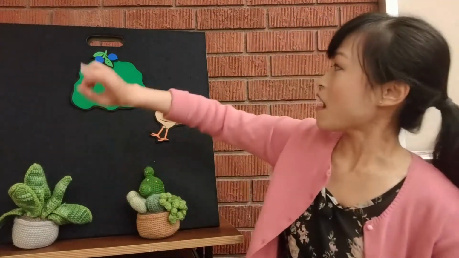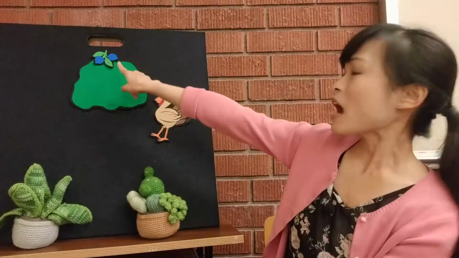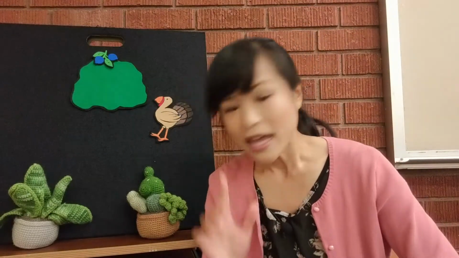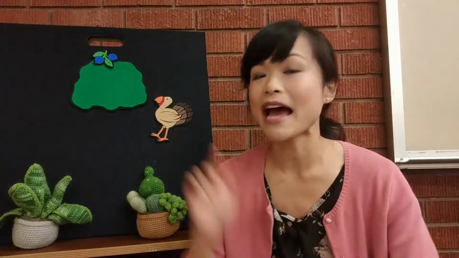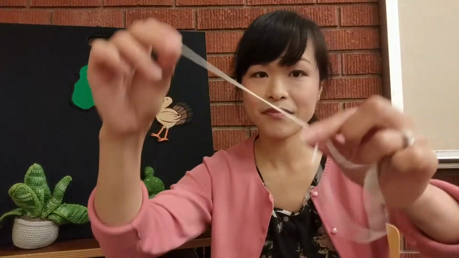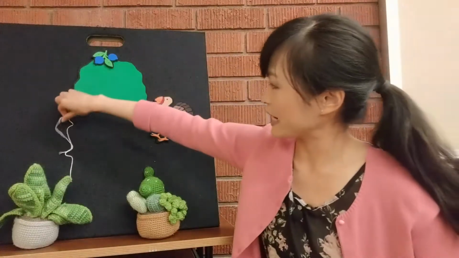So one day there was a turkey who saw some berries growing in a bush. They looked so juicy and sweet, but they were high up and just out of reach. If only I had something to help me reach those berries, thought the turkey. So he quickly ran home to look for something to use. The first thing he found was some string. So there's a string.